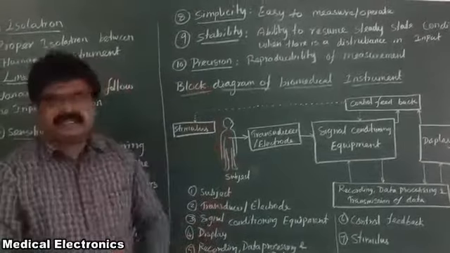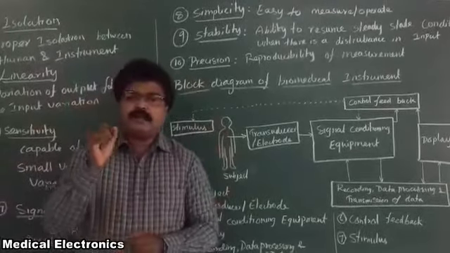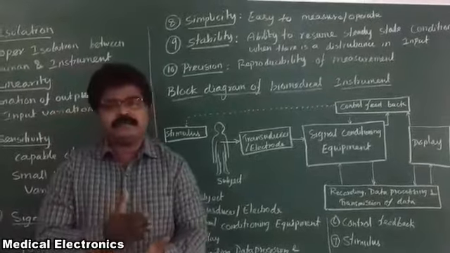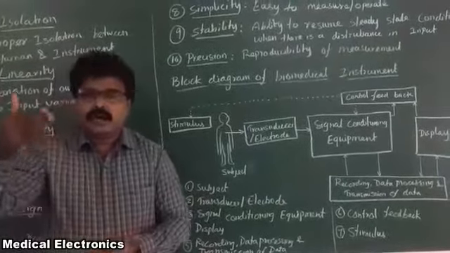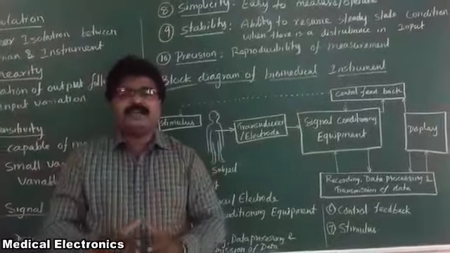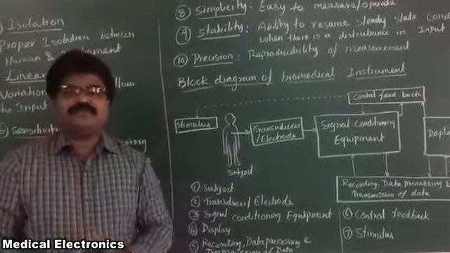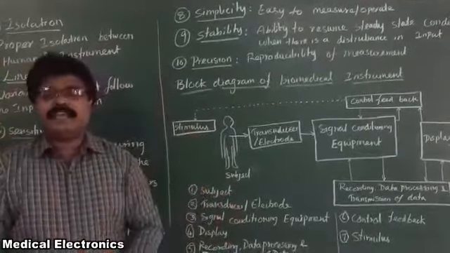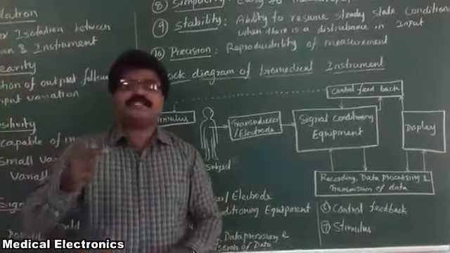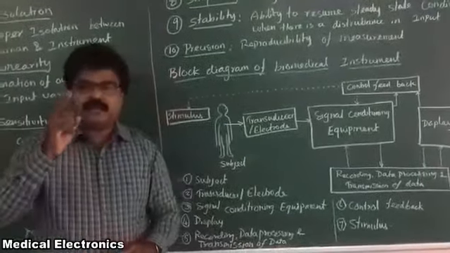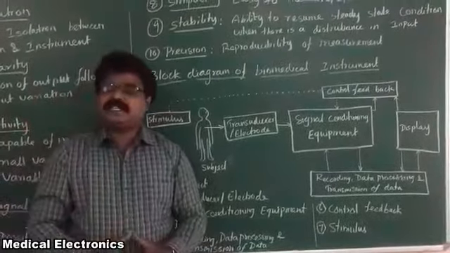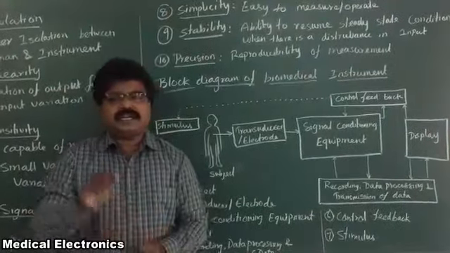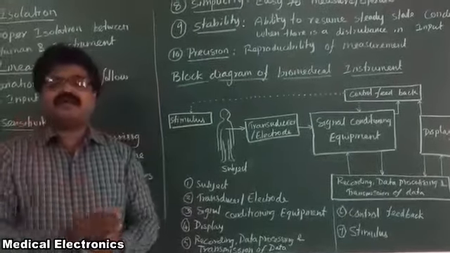Next, the last one is precision. Precision means reproducibility of measurement. That means we measure a quantity and get some particular value. After 5 minutes we measure the same quantity, and it must give the same value. After 10 minutes we measure the same quantity, and then also it must give the same value. That's called reproducibility of measurement. The biomedical instrument must give reproducibility of measurement. That's nothing but precision.